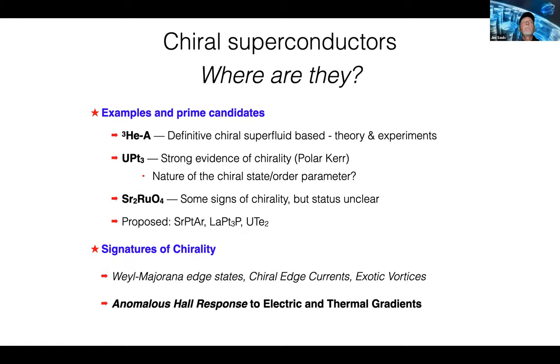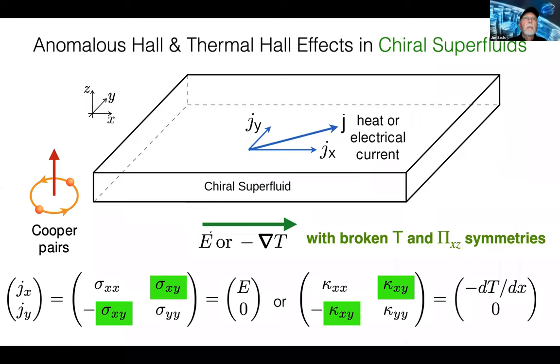Let me be precise about what I'm talking about here. Here's a sample of a chiral superfluid. Broken time reversal and mirror symmetries can be revealed by anomalous Hall transport. What that means is that there's a component of the charge or the heat current that's perpendicular to the applied potential or thermal gradient. And secondly, it reverses sign if you measure the same response for a left-handed chiral condensate, i.e. if you change the chiral axis, as I've shown here in red, if you reverse its direction.